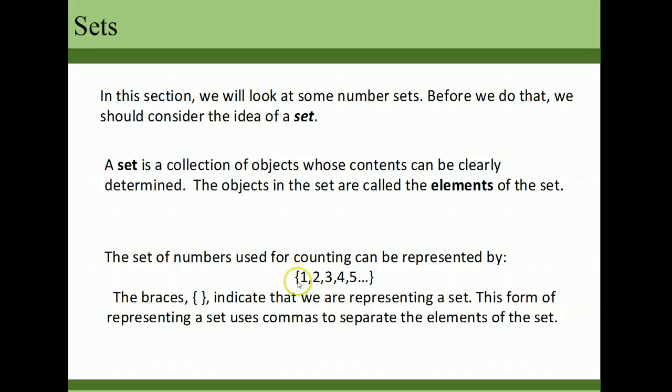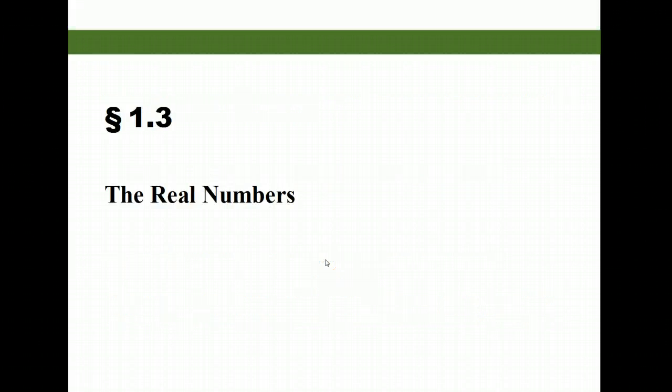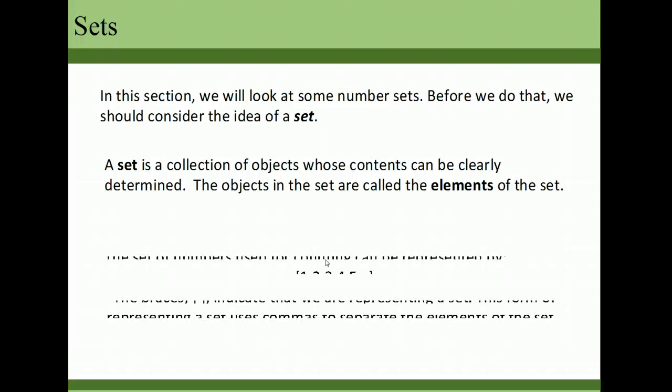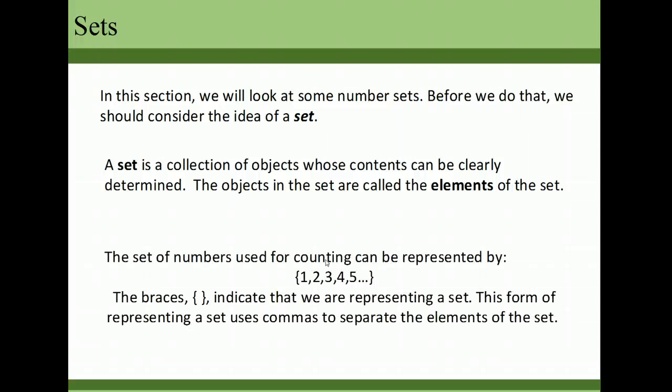Those squiggly brackets are used only to represent a set, just a collection of objects. The commas just indicate the elements being separated from each other, right? So we put a little comma between 1 and 2 to say that 1 and 2 are both elements of the set. All right, let's use this idea of the set now to talk about kinds of numbers.